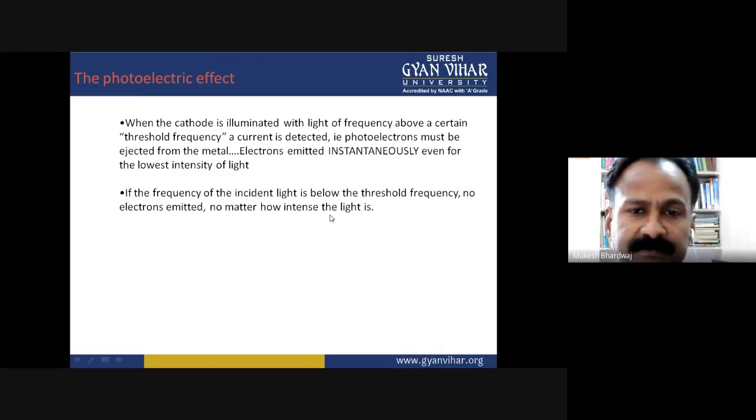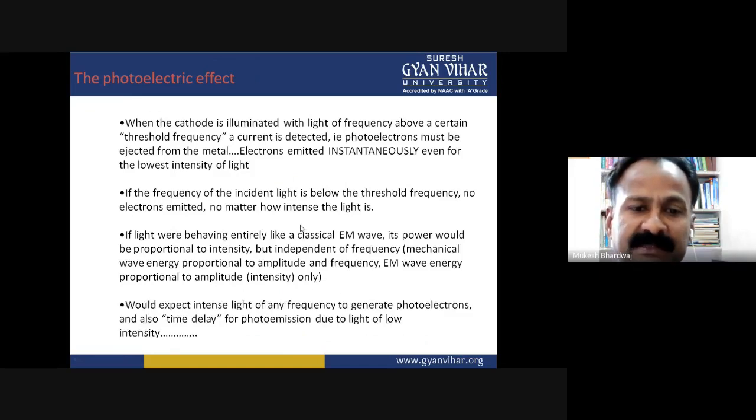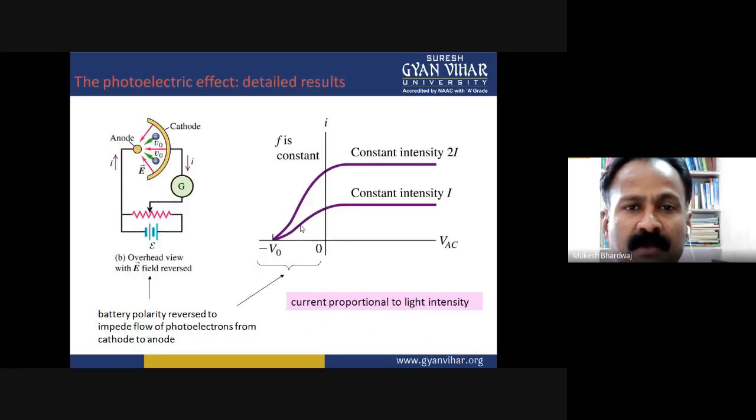If the light were behaving entirely like a classical EM wave, its power would be proportional to intensity, but independent of frequency. Mechanical wave energy is proportional to amplitude and frequency. Electromagnetic wave energy is proportional to amplitude, intensity only. We would expect intense light of any frequency to generate photoelectrons, and also a time delay for photoemission with light of low intensity. This is the detailed result of the photoelectric effect.